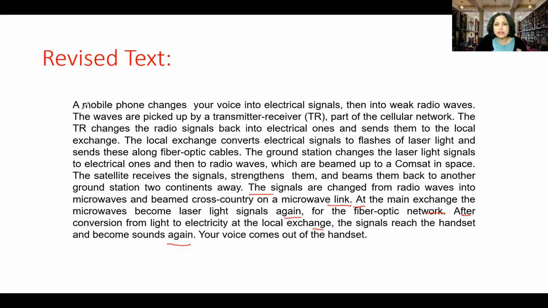Remember the starting sentence, it should have the same path. A mobile phone changes your voice into electrical signals, then into weak radio waves. Take a look at almost the end. The signals reach the handset and become sounds again. It's conveying the information. It's putting the information together with all of those supportive sentences in the middle. And final, your voice comes out of the handset.